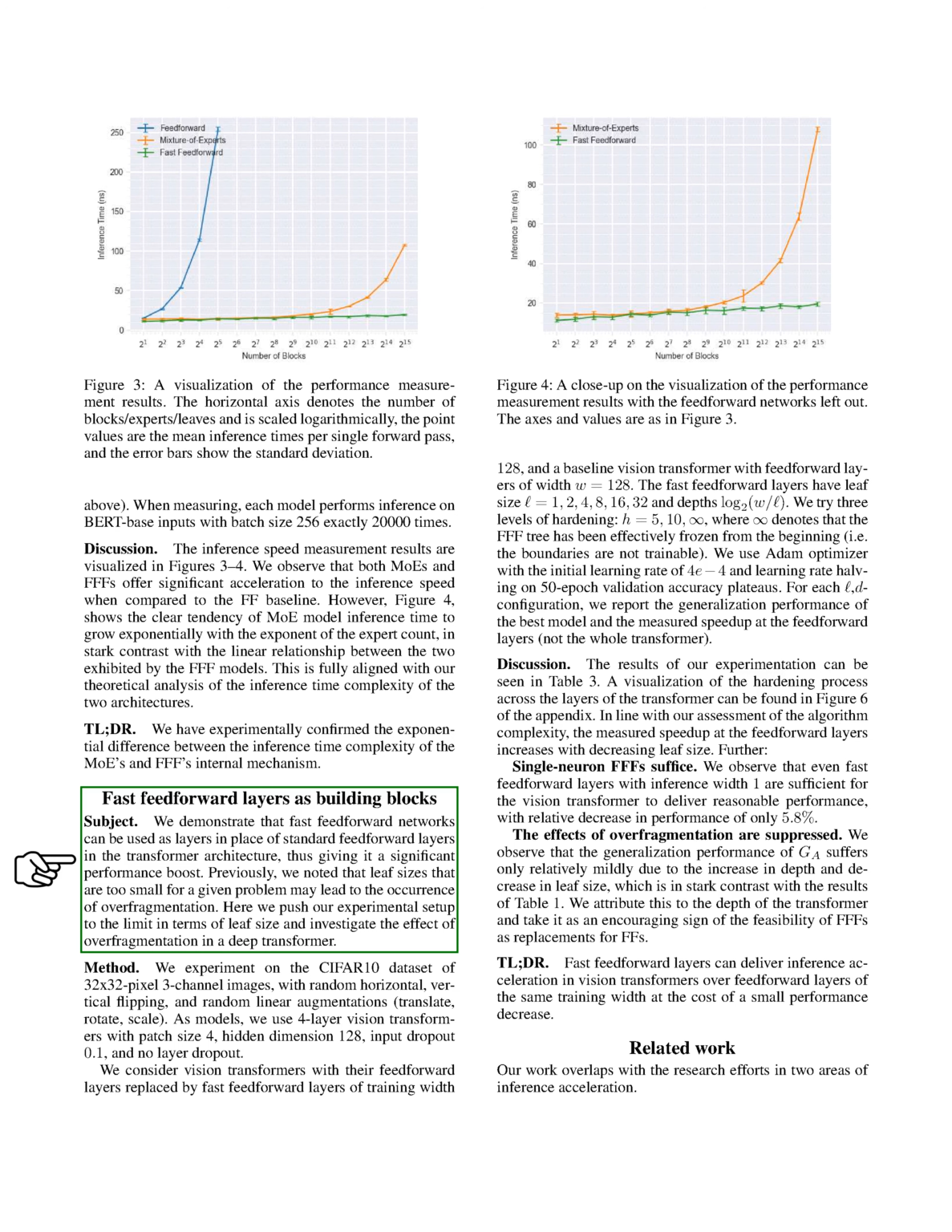We previously noted that if the leaf sizes are too small for a given problem, it could lead to overfragmentation. So, we pushed our experimental setup to its limit in terms of leaf size and investigated the effect of overfragmentation in a deep transformer.